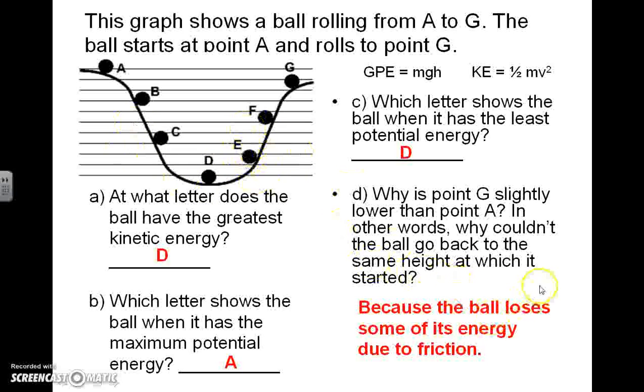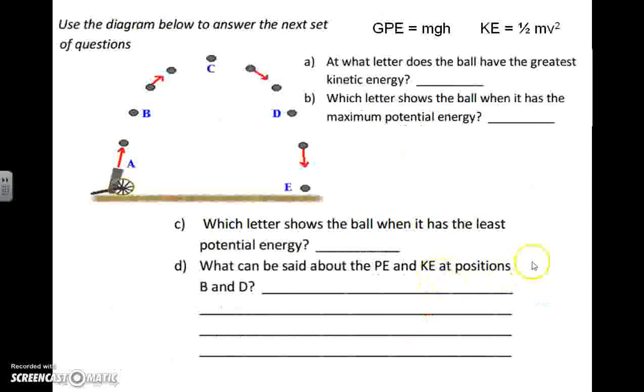Okay, so I'm going to take you to the next question. This is a projectile question, so it's also energy transformation, but the object in question here is a cannonball. This cannonball is being launched from the cannon and traveling throughout the path A through E until it hits the ground over here just after E.